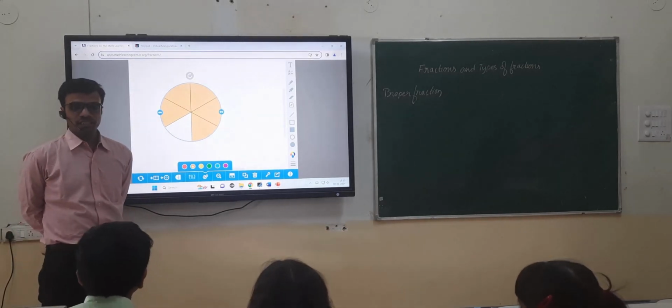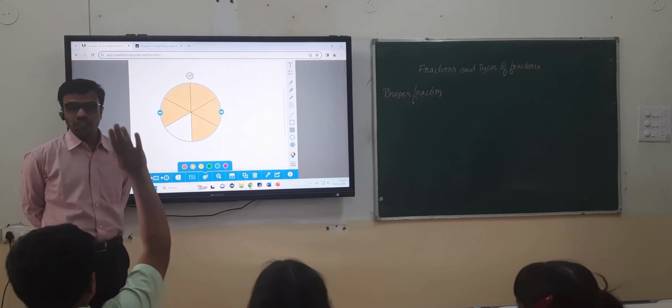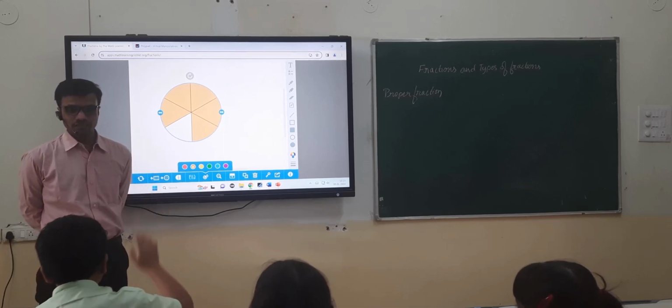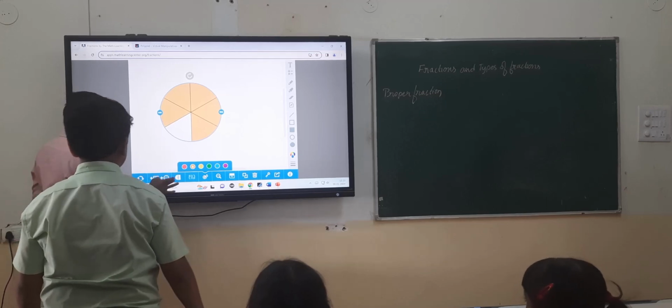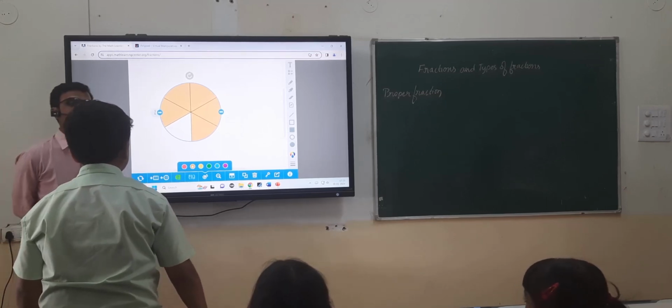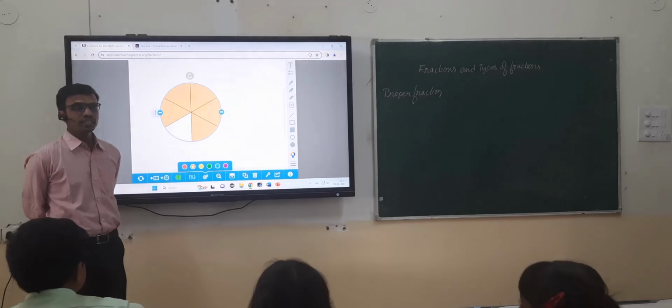Can you tell me now what is the fraction I selected? What number did I select? What number does the color represent? Parts? 5 by 6. Is that correct or wrong? We will check. Just look at this. We got 5 by 6.